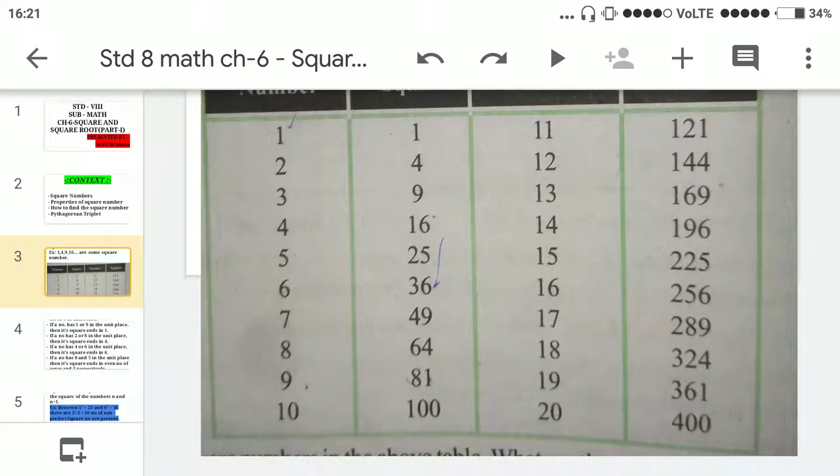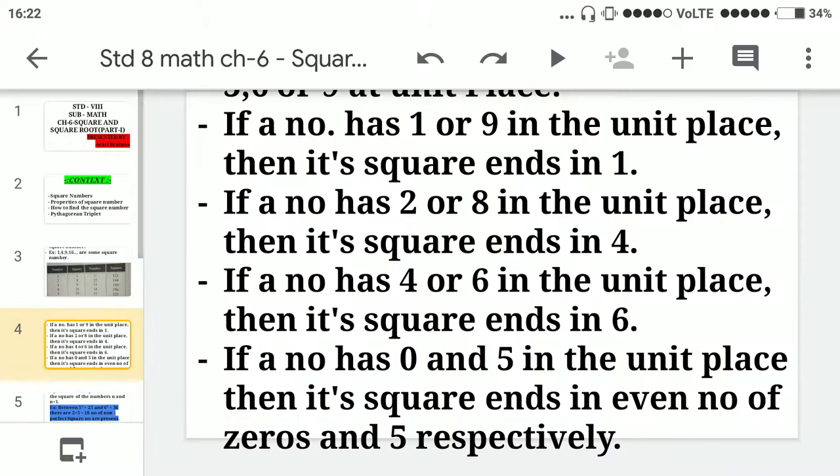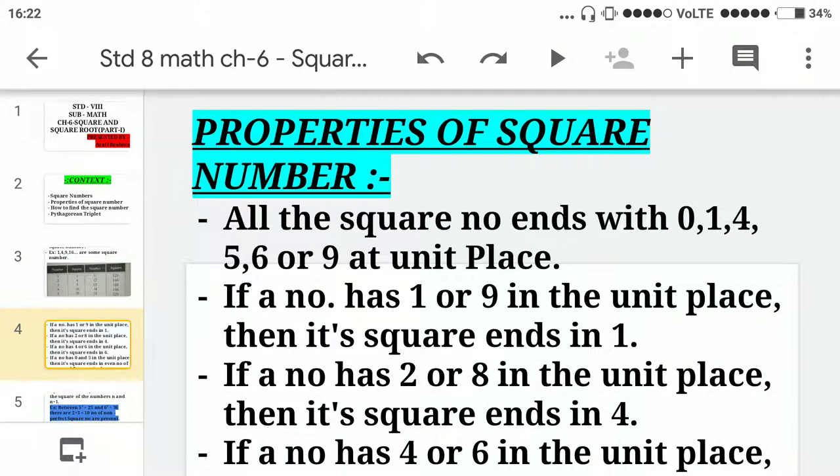Now from this figure you can see the square numbers from 1 to 20 are given. Just look at the figure and keep an eye on your unit place. We'll talk about this. Okay, let's get into some properties of square numbers.